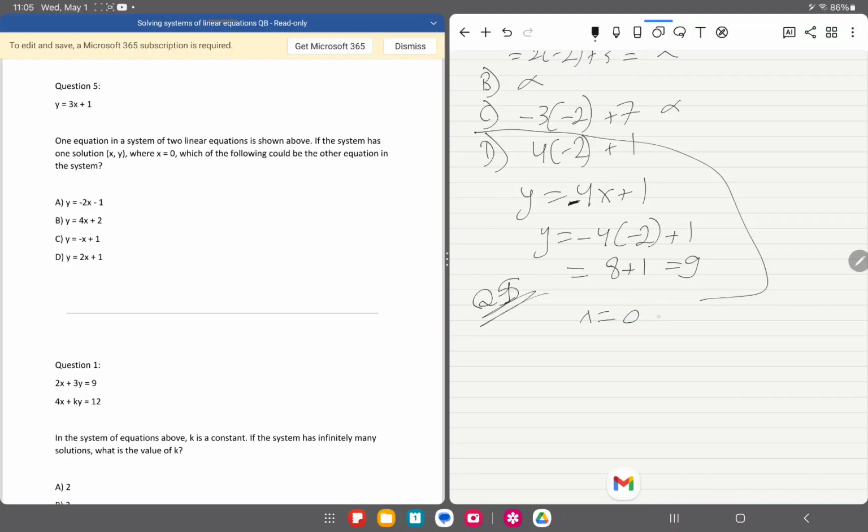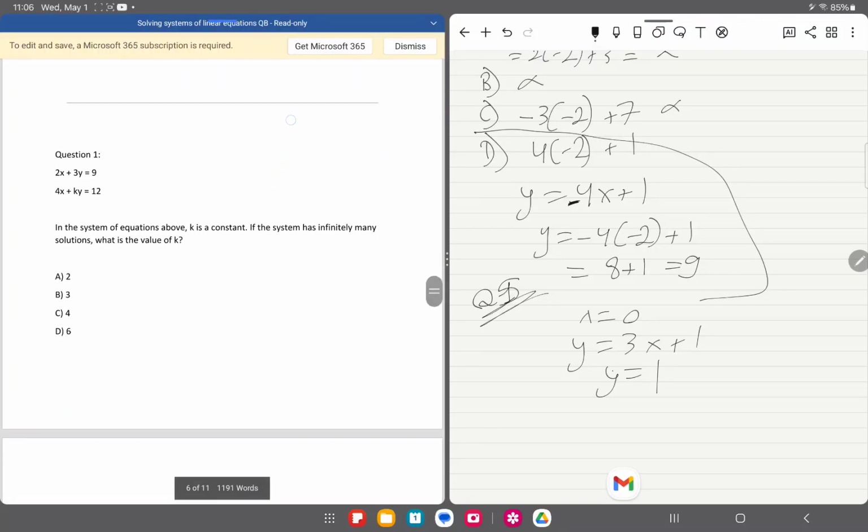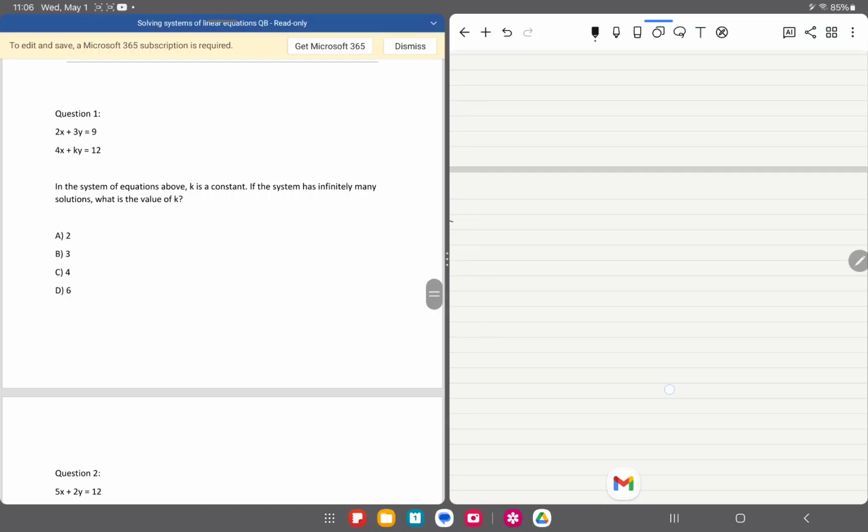When x is equal to 0, y is equal to 3x plus 1, y is equal to 1. So this one has both of them. So if you put 0, 0, you get both of them. So this one also has a typo. But you get the drill now. You understand what you need to do.